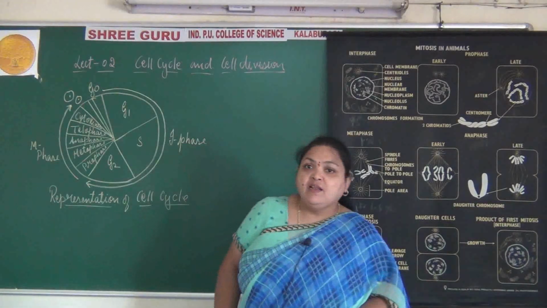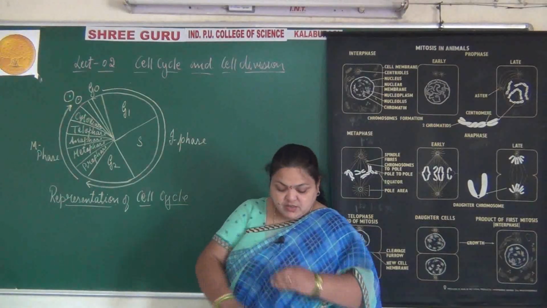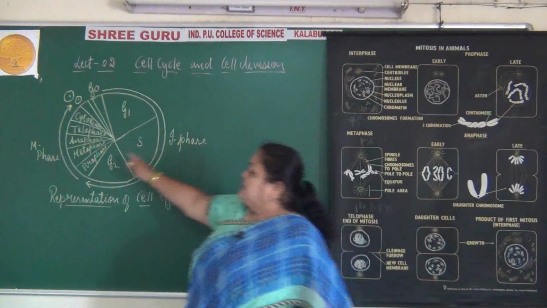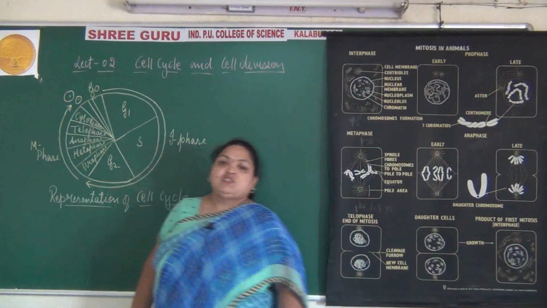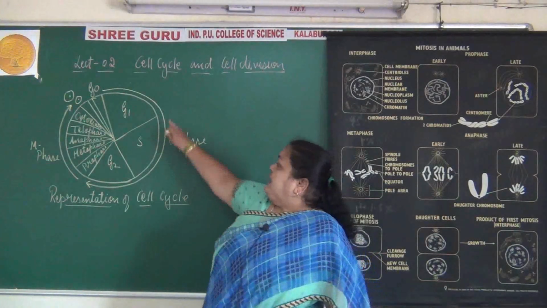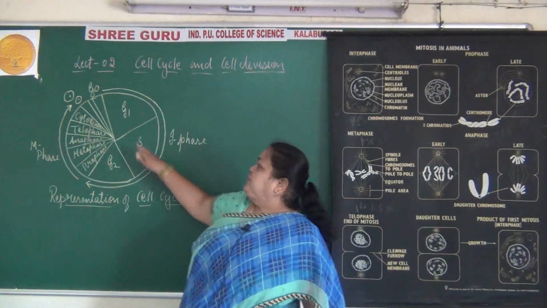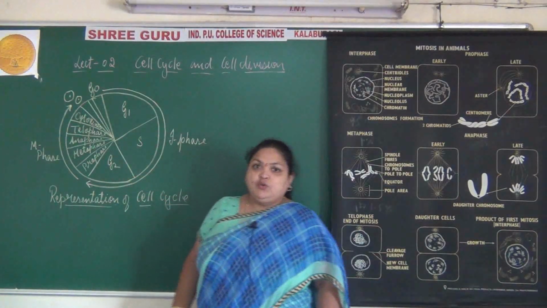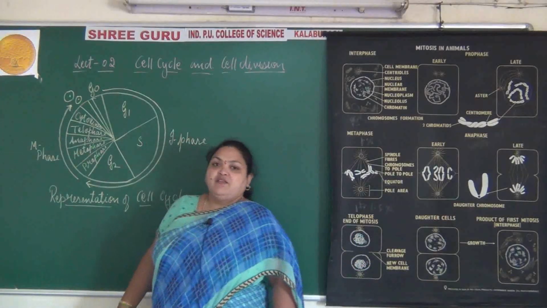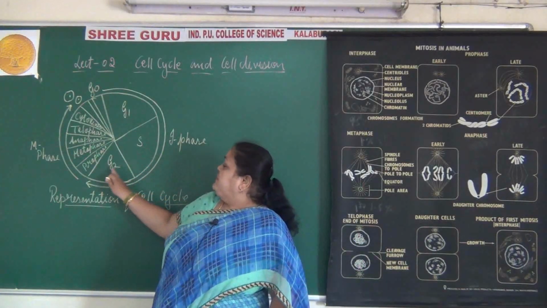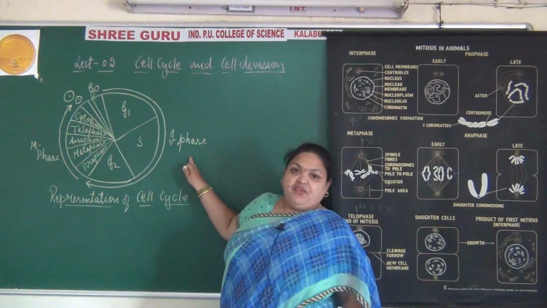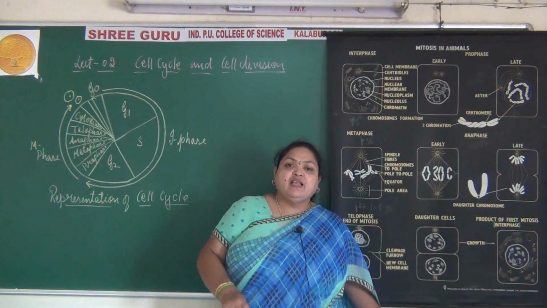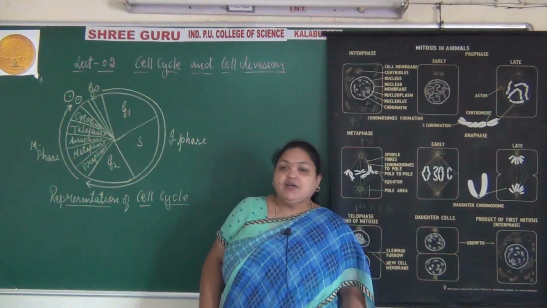In the cell cycle we have studied there are two stages. One is interphase, which is known as I phase, and the other is mitotic phase, which is known as M phase. The interphase is divided into three substages: G1, S and G2, followed by the mitotic phase. So in today's class we will deal only with the interphase. What all happens in the cell within this period of interphase.